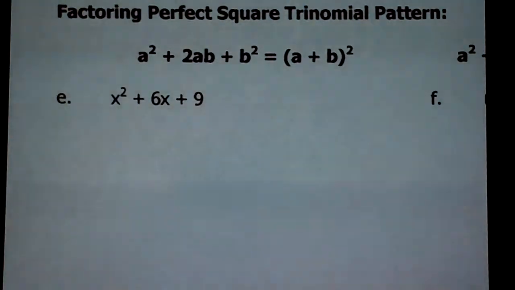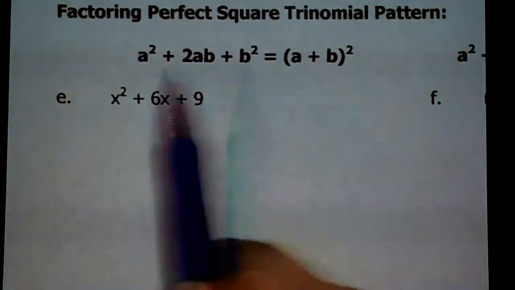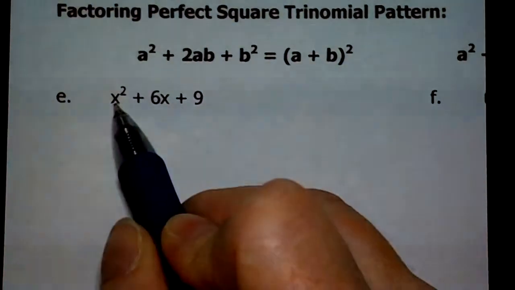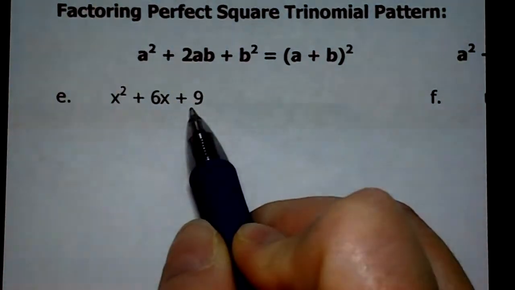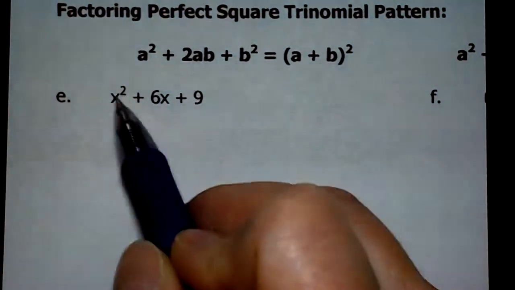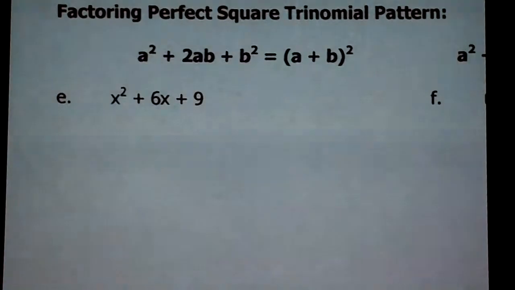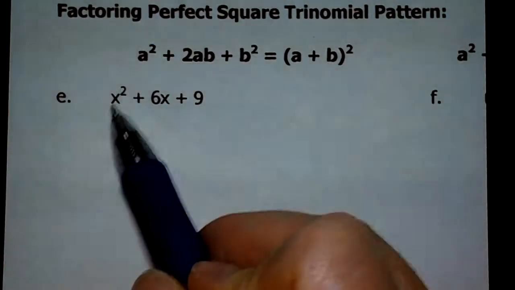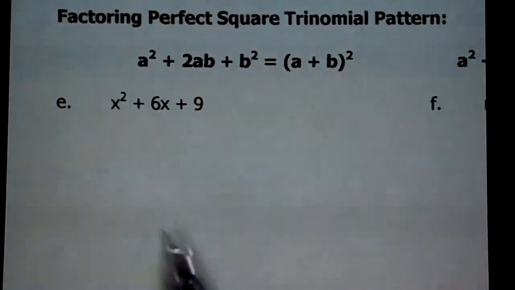First, I want to see, is this a candidate for this? Does it fit into this mold? And how you can recognize it? Look at your first and last terms and see if they're perfect squares, like this. That means the square root of them is a whole number. We've talked about that in class quite a bit. So the square root of x squared is x, and the square root of 9 is 3, right?